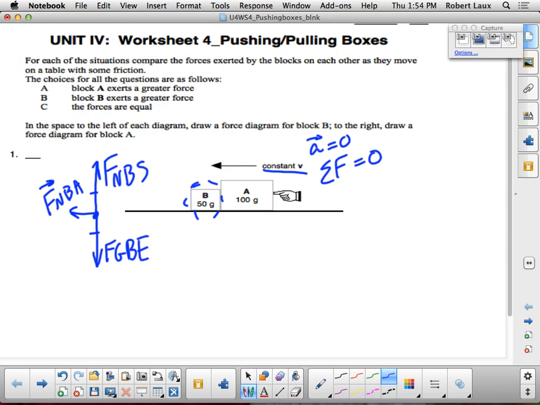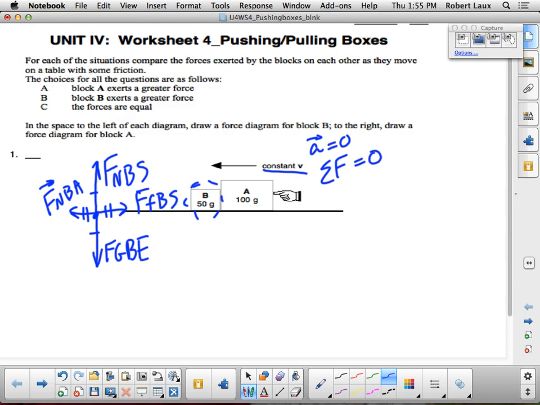And then if B is moving at a constant velocity to the left, what else must exist? Friction, to the right. Bigger, smaller, same? Same. Same size, so I'll double hash mark those. We got force of friction on B by the surface.